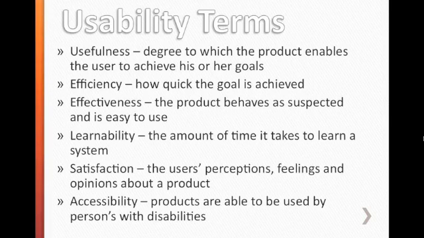So in usability terms, we want usefulness, the degree to which the product enables the user to achieve his or her goals. Efficiency, how quick the goal is achieved. Effectiveness, the product behaves as expected and is easy to use. Learnability, the amount of time it takes to learn a system.